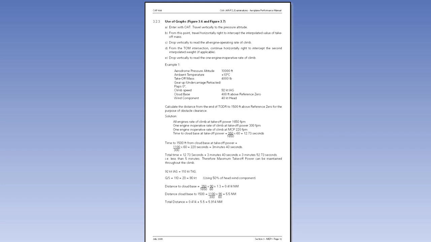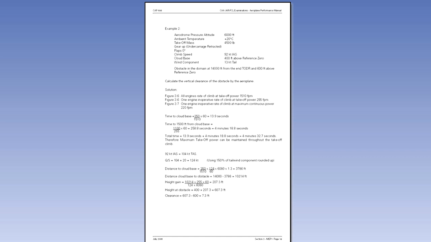There are some example calculations in CAP 698 for you to work through and practice. For example, on page 12 of section 3, there is an example on how to calculate the horizontal distance travelled from the end of takeoff to 1500 feet. On page 14 of section 3 is one other example. This example shows you how to calculate the aeroplane's vertical clearance of a given obstacle.